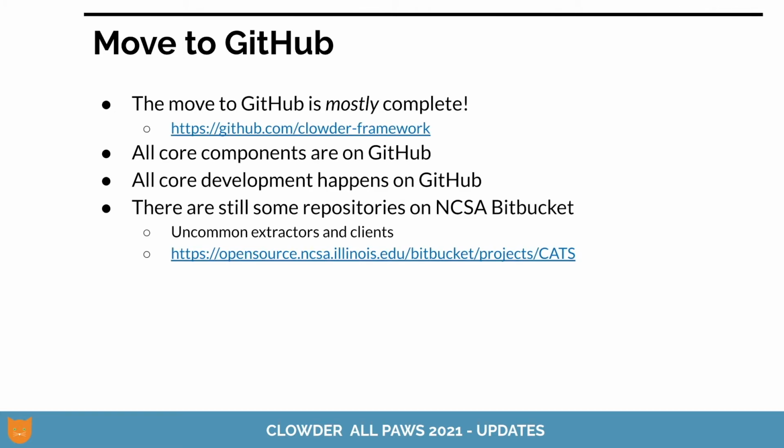So first and foremost, we have moved to GitHub. We used to do most of our development on an NCSA Bitbucket instance that we maintained. To make the project more accessible, we started this migration to GitHub, and the migration is almost complete. You can see the URL there for the GitHub organization. All core components have been migrated to GitHub from the NCSA Bitbucket.